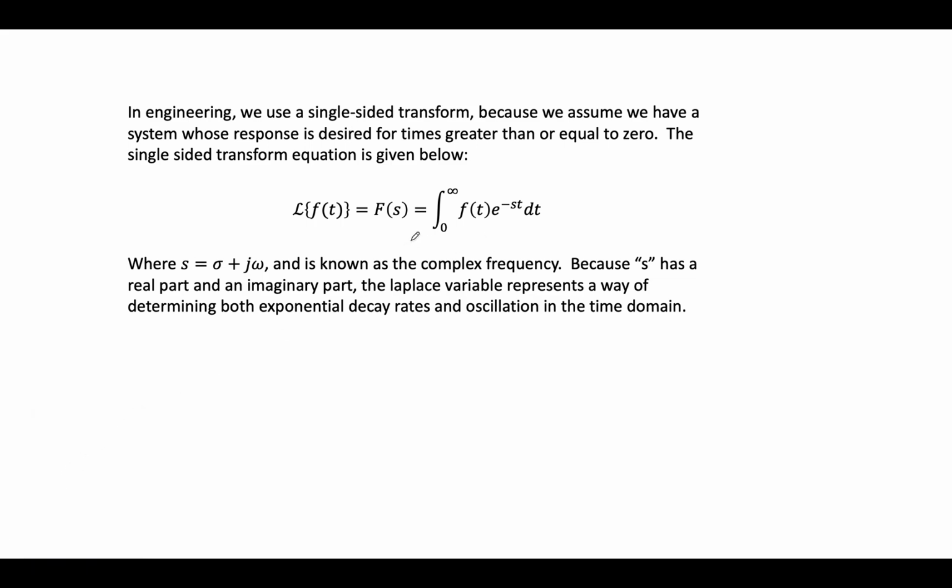Because of this, you need to be very careful when you use tables not associated with your textbook or with the ones I give you. You have to be sure that you're looking at a table of the single-sided transform, because there is a transform that runs from negative infinity to infinity. It is not one we use in engineering, but you may have seen it in math. The other thing to keep in mind is that the transforming function itself is e to the minus st.